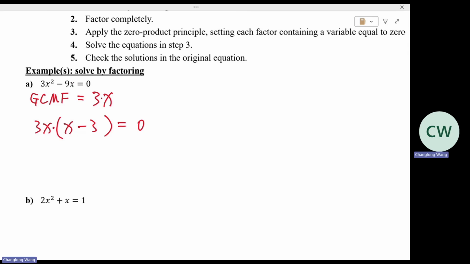So now you have a product of two factors, 3x and x minus 3, and that product is 0. According to the zero product principle, either 3x equals 0 or x minus 3 equals 0. You can easily solve for x. It's either going to be 0 or 3.